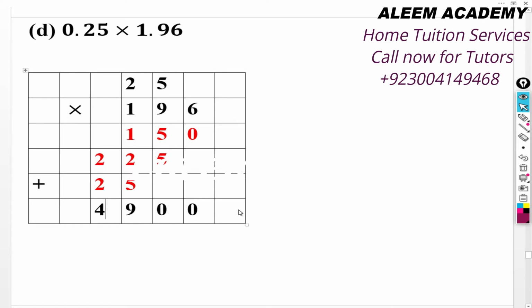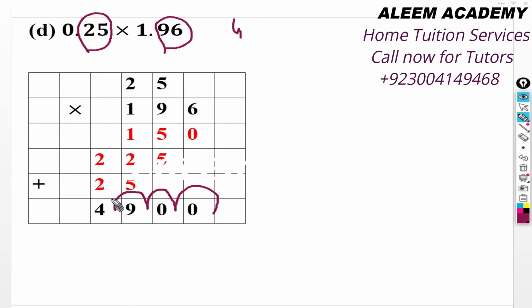Now we have to put the decimal. So to put the decimal, we just count the numbers. See, there are two numbers after the decimal in the first number, and there are 2 digits after the decimal in the second number. So 2 and 2 makes 4. So we have to leave 4 numbers to put the decimal. See, 1 2 3 4. So the decimal will come here. It will be 0.4900.